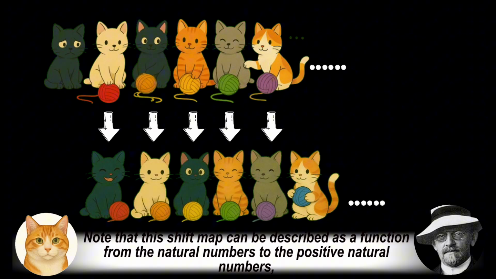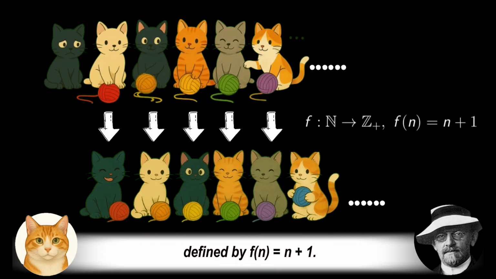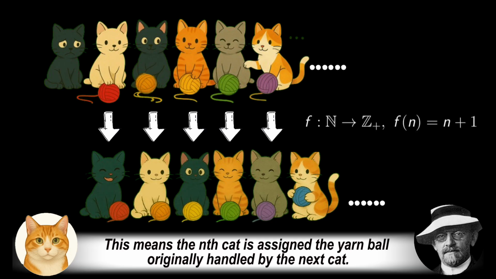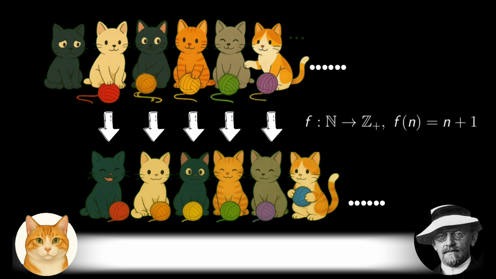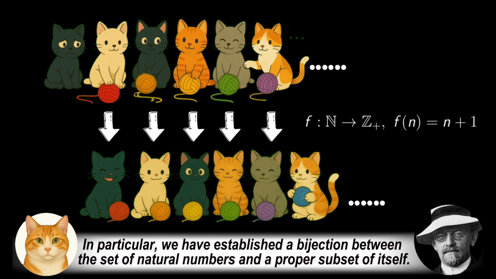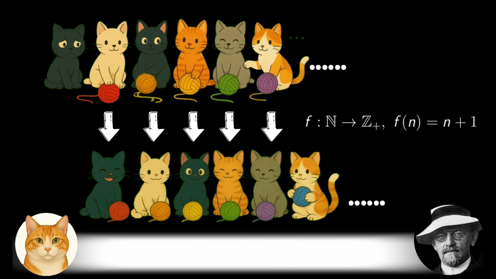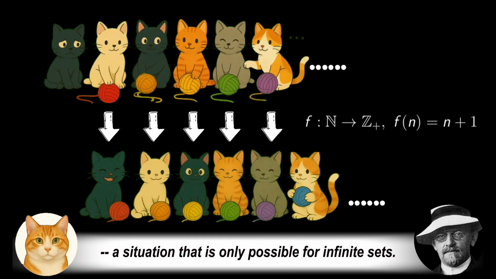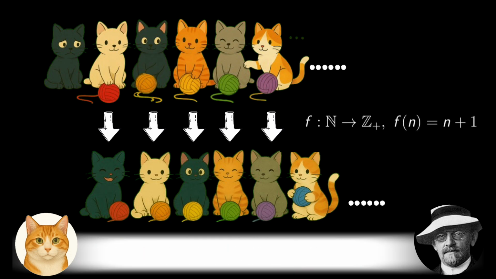Note that this shift map can be described as a function from the natural numbers to the positive natural numbers, defined by F(n) = n + 1. This means the nth cat is assigned the yarn ball originally handled by the next cat. In particular, we have established a bijection between the set of natural numbers and a proper subset of itself, a situation that is only possible for infinite sets.